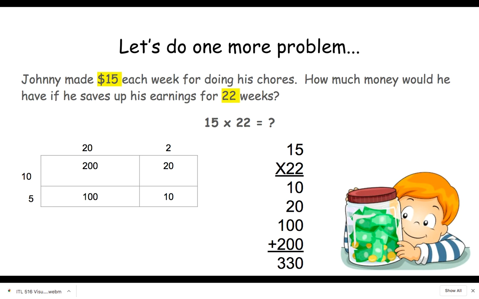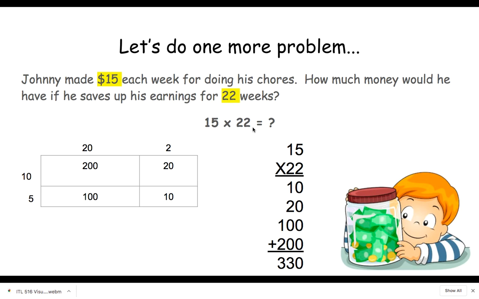Let's do one more. Okay, so this one, it's going to be a 2-digit times a 2-digit. Johnny made $15 each week for doing his chores. How much money would he have if he saves up his earnings for 22 weeks? So what do we need to do? We need to multiply his $15 that he gets a week times 22 weeks.